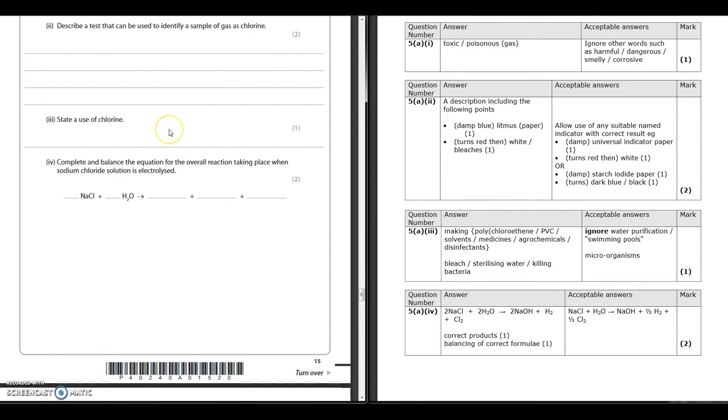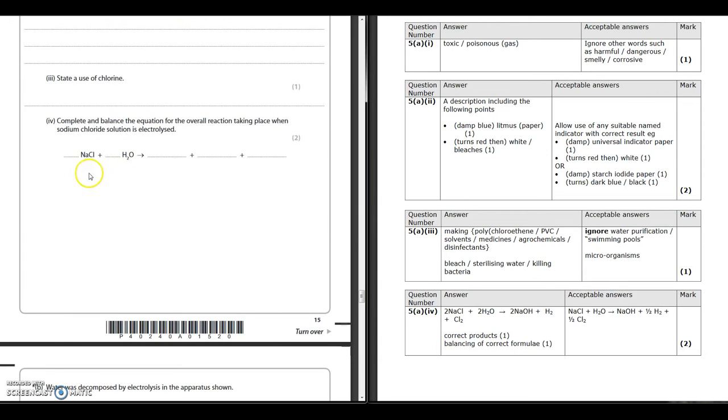State a use of chlorine, just don't write swimming pools, okay? Look here, ignore swimming pools. It kills microorganisms, it's used for sterilising things, it's not used for making a swimming pool itself. This one here, you might want to look at your revision guide to get this bit straight.